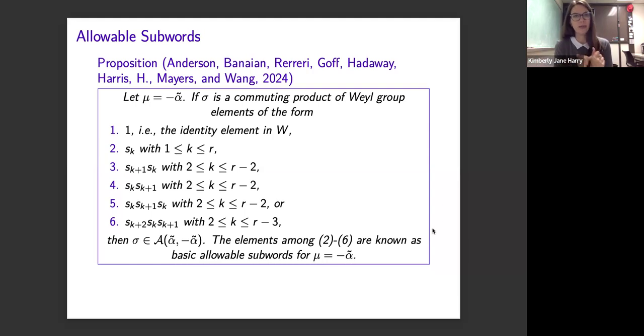So we know the identity, of course. And then we have our s_k, where k ranges between 1 and r. And then we also have these products. It's kind of interesting, 3 and 4, I didn't see that in my positive roots, but they're appearing here in the negative roots. So it's cool to see things changing slightly, but the game is still played the same way. Anyway, these are our allowable words.